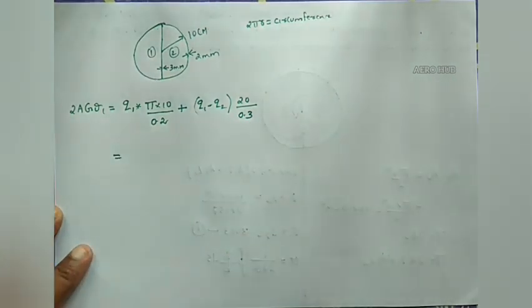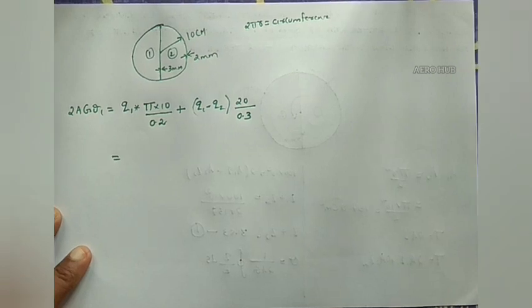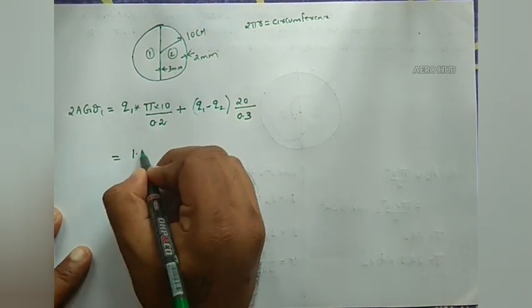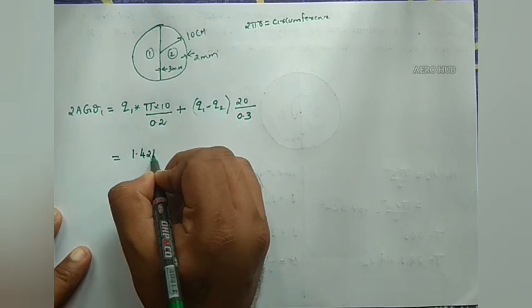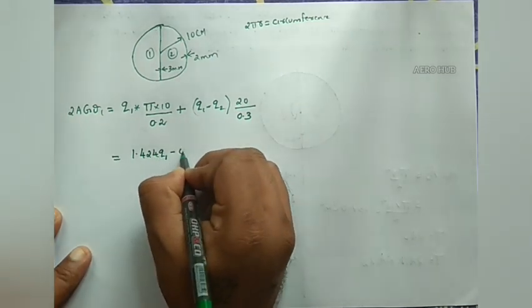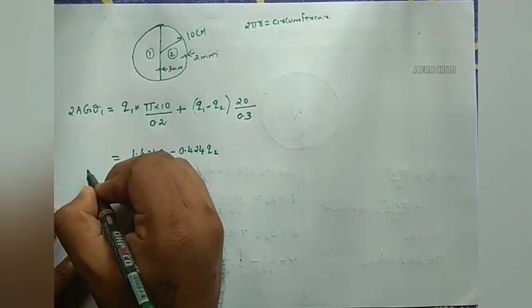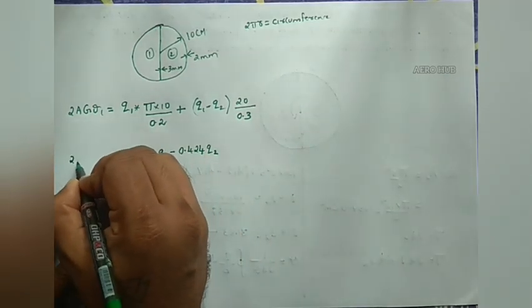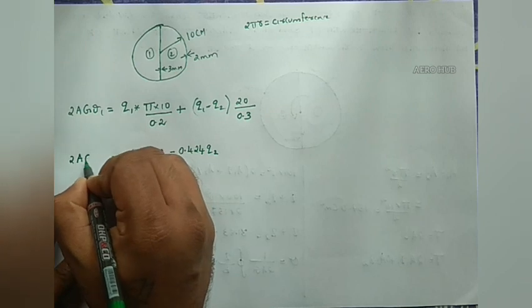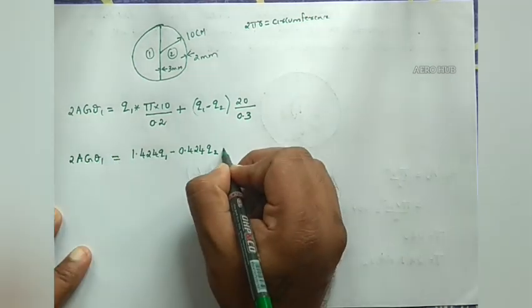Okay, so after solving, you solve the equation, I will be getting an equation that will be 1.424 Q1 minus 0.424 Q2, that is 2AG theta 1. You will be getting this answer, equation number 2.